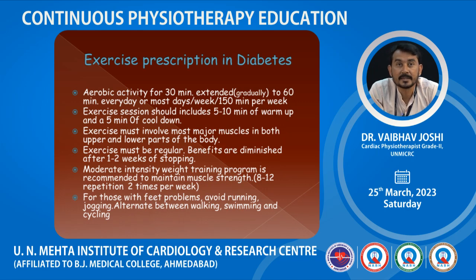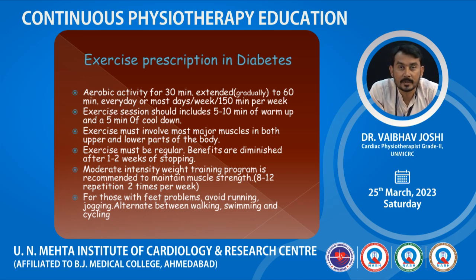Exercise prescription in diabetes. Aerobic activity for 30 minutes extended to 60 minutes. We will extend this gradually, every day or most days, with a target of 150 minutes per week. Exercise sessions should include 5 to 10 minutes of warm up, then exercise activity and 5 minutes of cool down. Exercise must involve most muscles in both the upper and lower parts of the body.